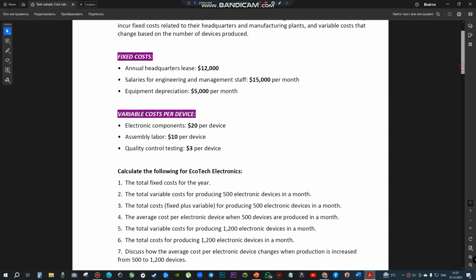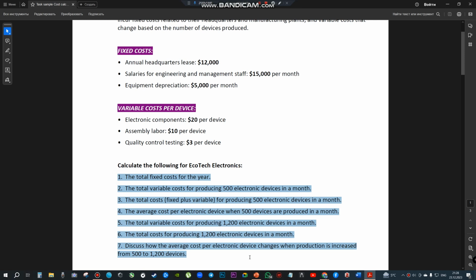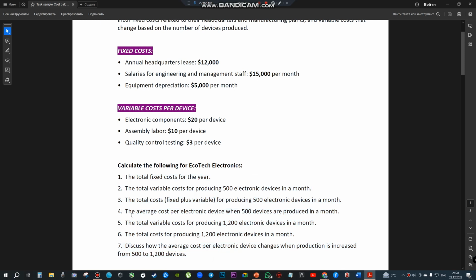So you may find these kind of tasks within your assignments in the future, and roughly up to 6-7 sub questions within these tasks. To be honest, they're pretty easy to comprehend. Don't be afraid of these 7 questions, because most of the questions, roughly 4 of them, depend on the answers you will obtain previously throughout your calculation process. So sub question number 1, total fixed cost for the year. You have to calculate them.